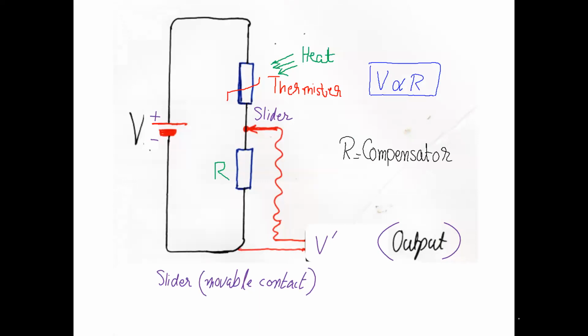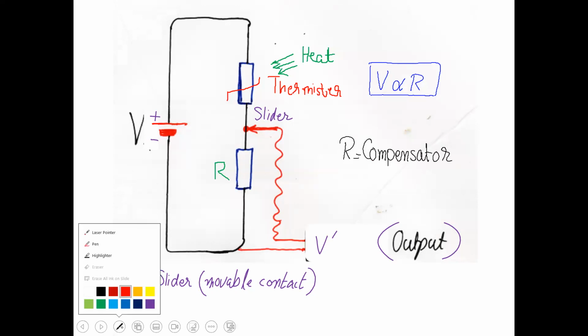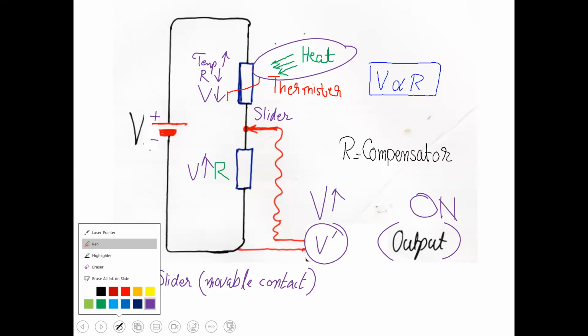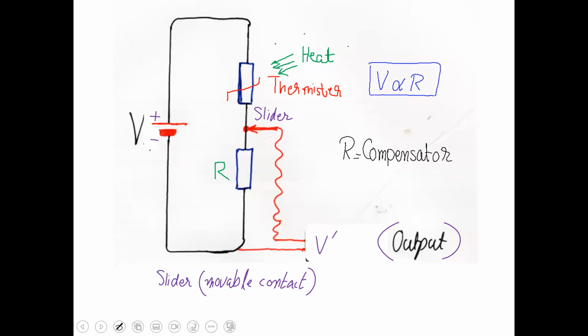Now look at this diagram. The heater, we have a thermistor, we have heat falling on it. Now you have to carefully see how it works. Look from here, heat is falling. When heat falls, its temperature will increase, its resistance will decrease, and voltage will decrease. As a compensator, voltage across the resistor will increase. So you will get more voltage here, and the device will switch on. I repeat, be careful, observe it closely.